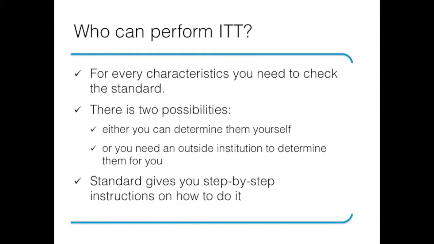So who can perform the determination of characteristics? For every characteristic, you need to check the standard. There are two possibilities. Either you can determine them for yourself, or you need an outside institute to determine them for you. If the standard says that a third party needs to do it, you just send the product to a laboratory and they determine the chosen characteristic for you. And if the standard says you can do it yourself, you just follow the step-by-step instructions given in said standard. Or of course, if you feel like not doing it, you can still outsource it.